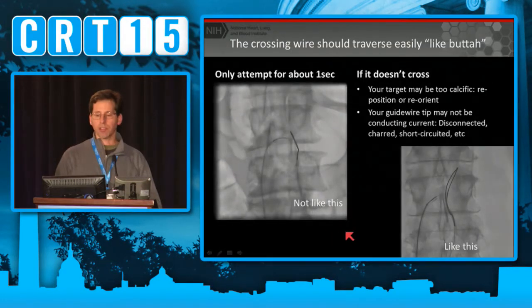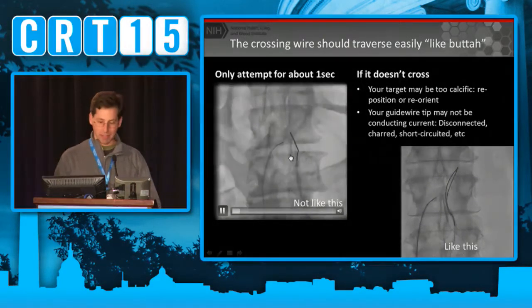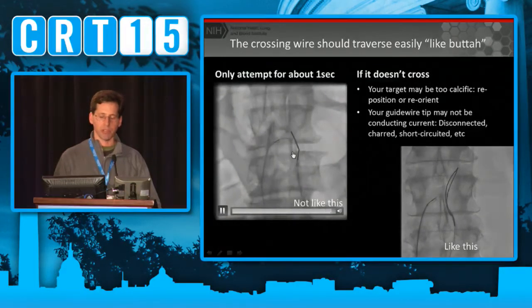Okay. The crossing wire, when you electrify it, should really cross like butter. If it doesn't cross like butter, like this, this is bad. Something's wrong. And it turns out that calcium is really protective. If you can't get across, it's usually because you're at a bad target that has calcium. But there might be some other reasons, like you form some char, you have a short circuit in your wire.